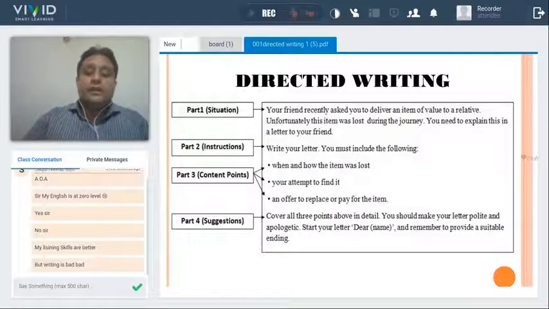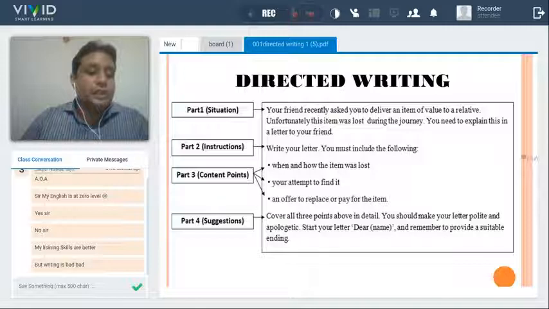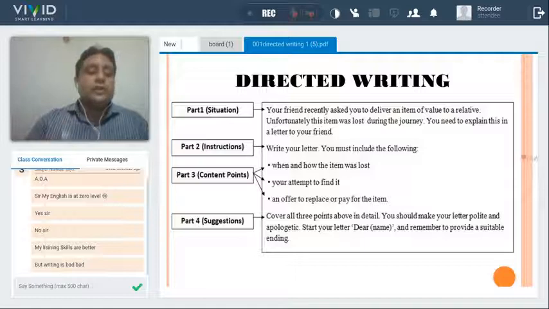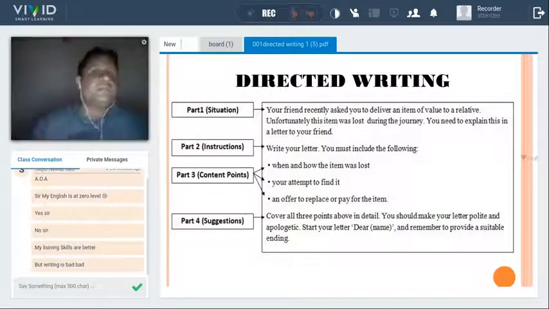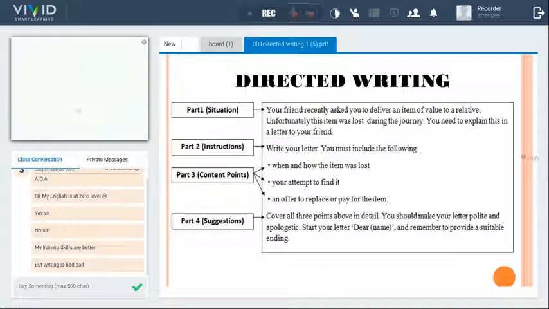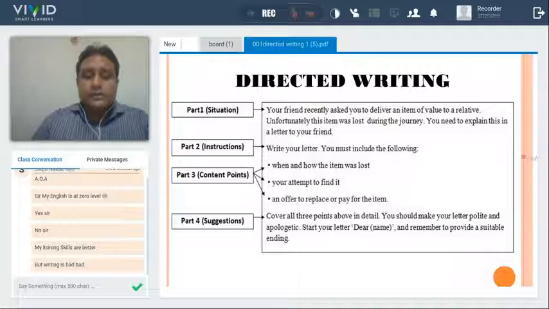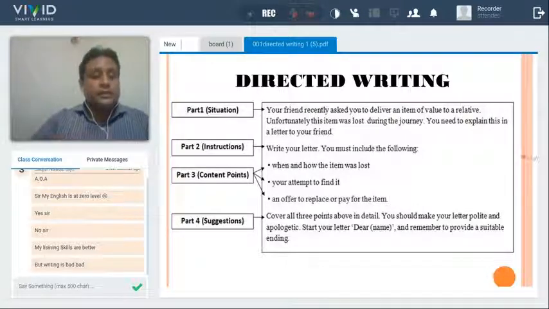So definitely, you made a mistake. You lost a valuable item of a relative. So you have to be apologetic. So your language will definitely signpost the expression of politeness and apology. All right. Next instruction: start your letter Dear name, which means you'll be mentioning the name of your friend. For example, Dear Ahmed, Dear Ali.